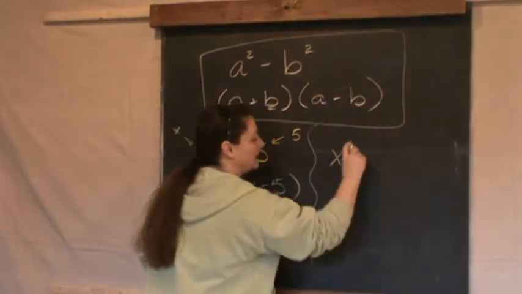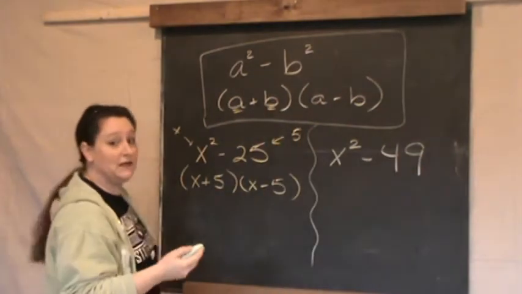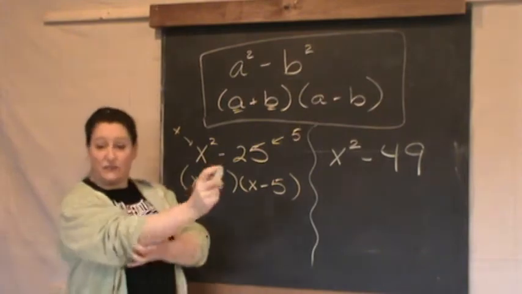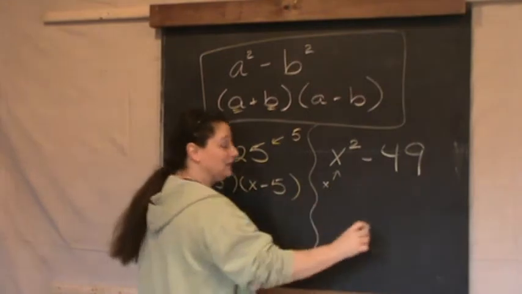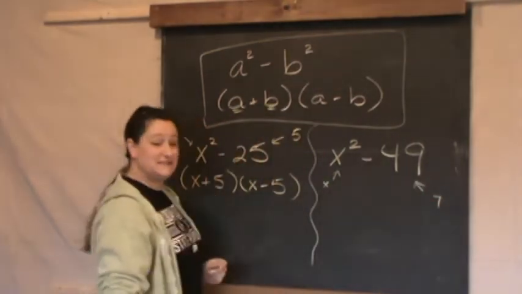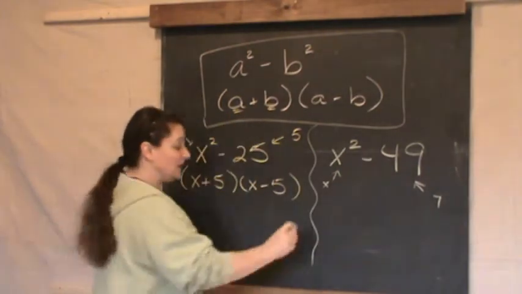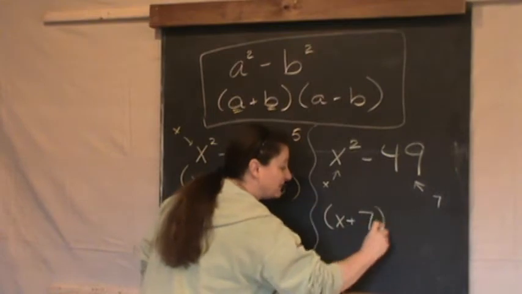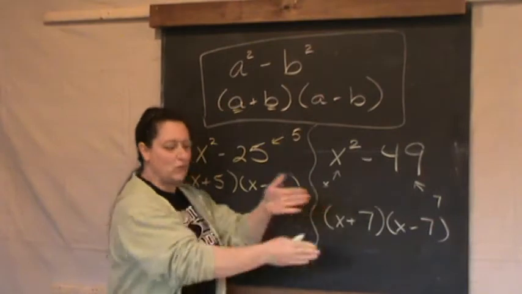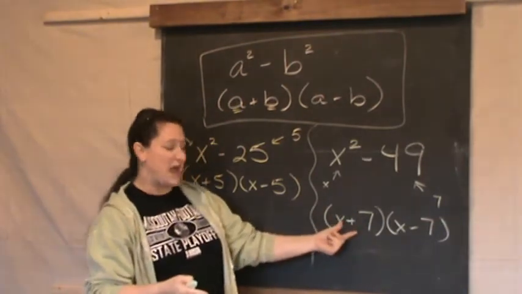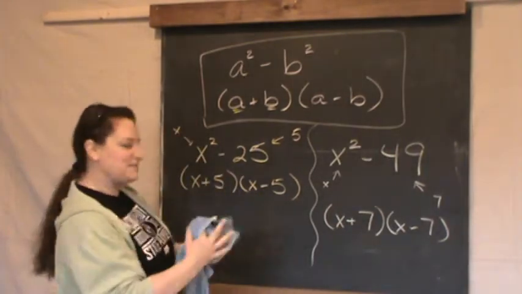All right, so let's say we've got x squared minus 49. Again, you should recognize 49 is a perfect square. The square root of x squared is x. The square root of 49 is 7. So x and 7 are your a and b parts. So this factors into an x plus 7 and an x minus 7. It does not matter what order you put those two parentheses in. If you put the subtraction part first and then the addition, it's the same thing. All right, I'm out of space.